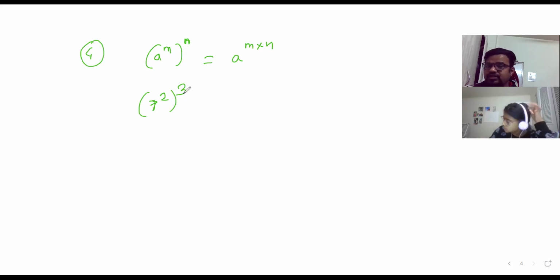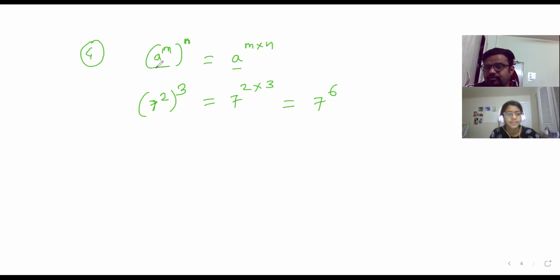7 raised to 2 raised to 3 is there. Then it becomes 7 raised to, these powers get multiplied, 2 into 3. It becomes 7 raised to 6. That means a raised to m raised to n is there, then it becomes a raised to m into n.